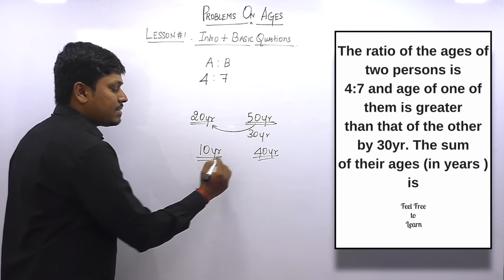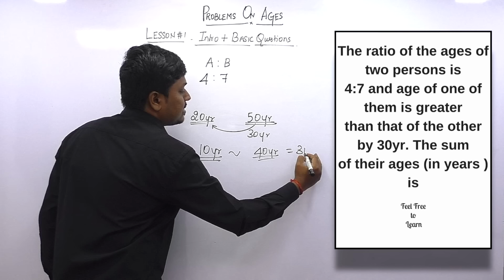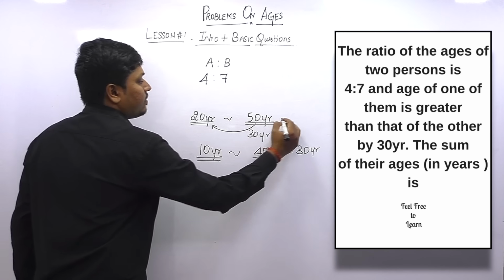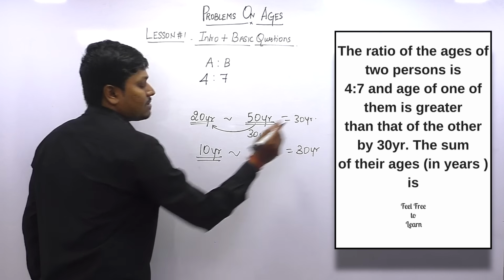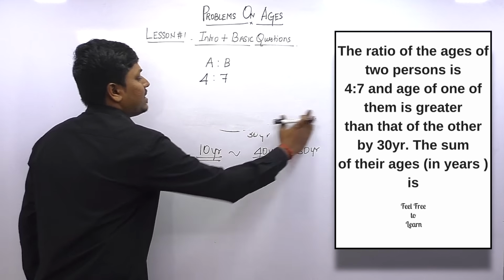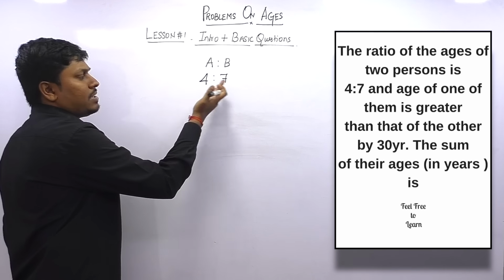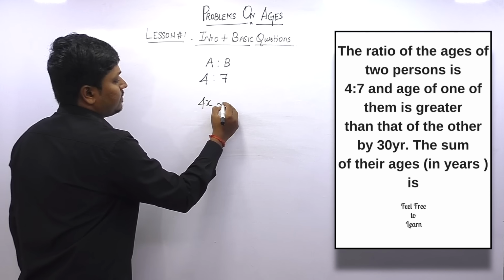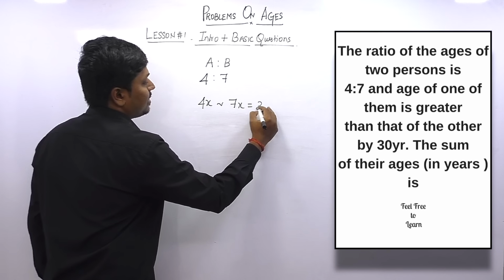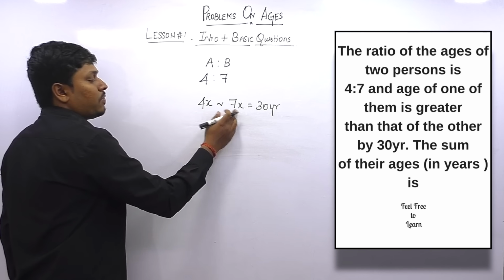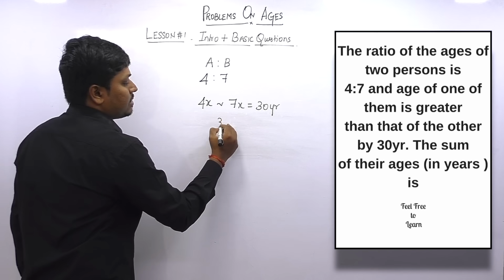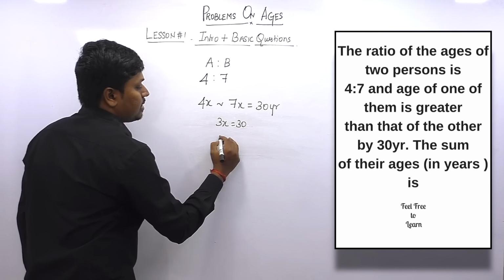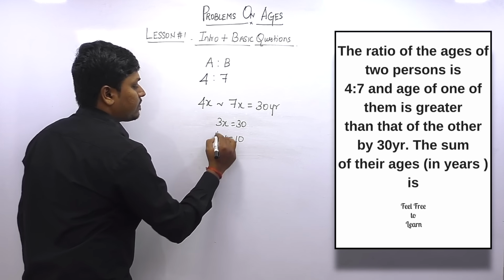The simple logic is the difference between both persons is 30 years. Got it? Here also the difference between both ages is 30 years. Simple logic, right? So here the ages are in the ratio 4:7. So we can say 4x and 7x, the difference will be 30 years. So this can be written as 7x minus 4x will be 3x. So 3x is equal to 30. So x is equal to 10.